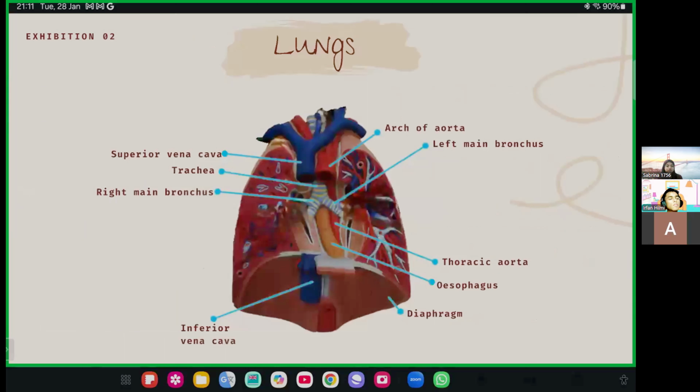This image showcases the 3D model of the lungs, where we can see some key features like the trachea, which leads air into the lungs, branching into the left and right main bronchi. Then the pulmonary blood vessels, including the pulmonary artery and vein, transport blood for oxygenation. Then the diaphragm, which is a dome-shaped muscle, aids in breathing by expanding and contracting the lungs.